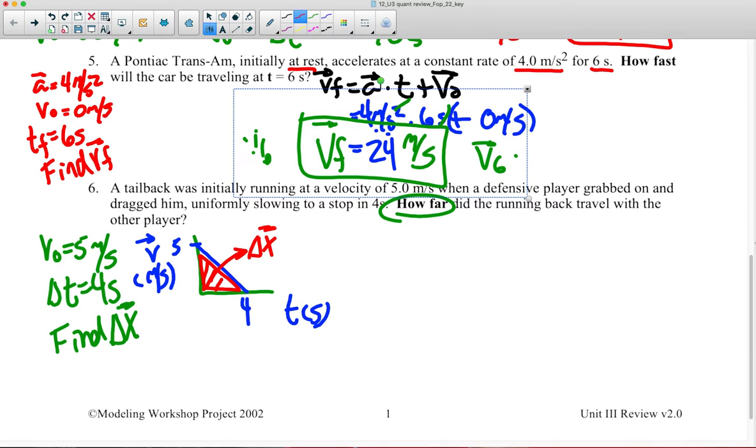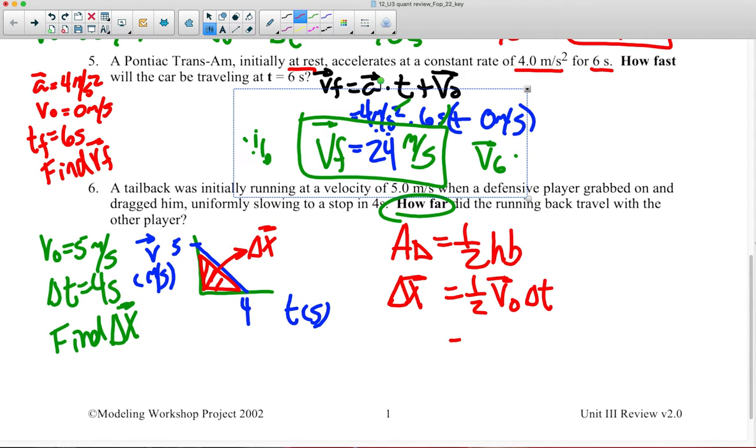So to do this, we can say that the area of a triangle is 1/2 height times base. In this case, the displacement is equal to 1/2. The height of this triangle happens to be the velocity at time 0. The base is our change in time. And so our displacement is 1/2 times the starting velocity, 5 meters per second, times our change in time, which was 4 seconds.